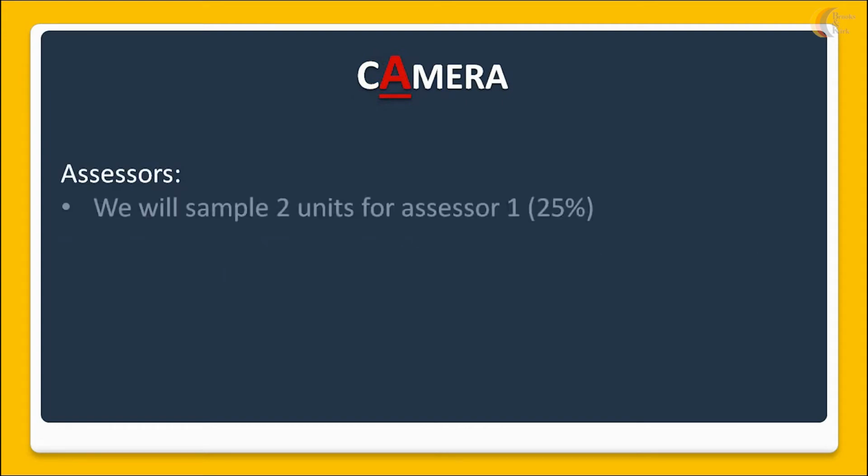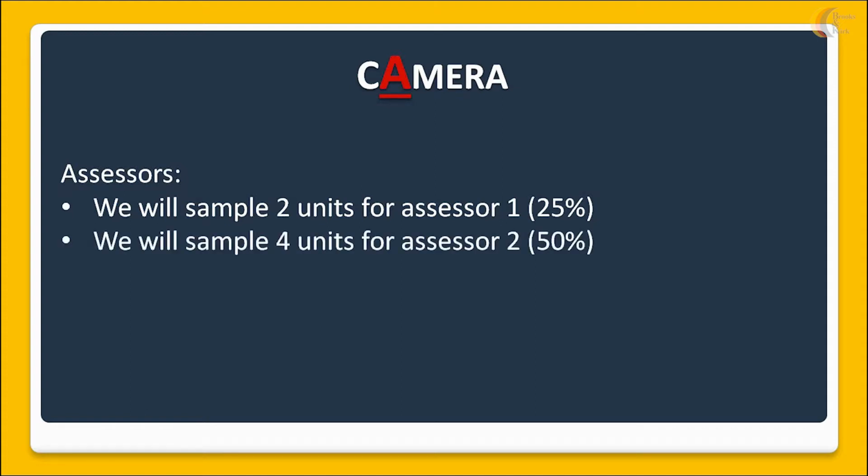Assessors. We're sampling 2 units from Assessor 1 because they're an experienced assessor and our policy says 25%, so that'll be the 2 units. But for our newly qualified assessor, where our policy says 50%, we'll need to sample 4 units.